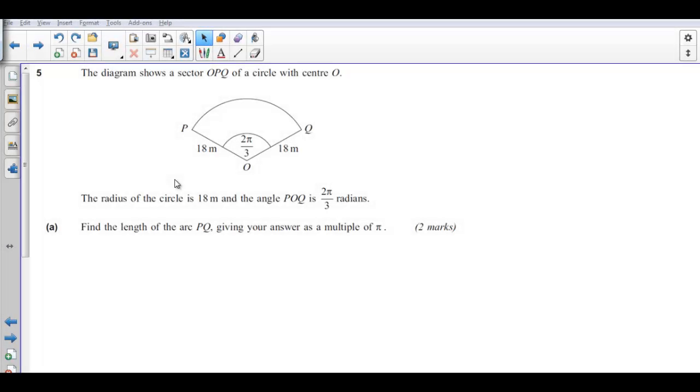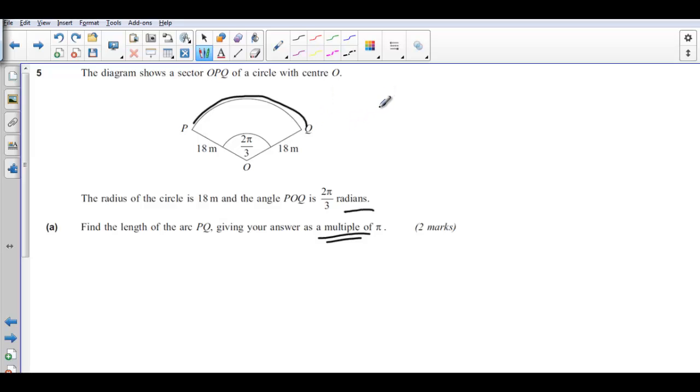So this is question 5 from the AQA Core 2 paper from June 2012. The diagram shows a sector OPQ of a circle with centre O. The radius of the circle is 18 meters and the angle POQ is 2π/3. We're in radians, point to note. Find the length of the arc PQ, that's this distance round the edge here, giving your answer as a multiple of π. Must be a multiple of π in the answer.